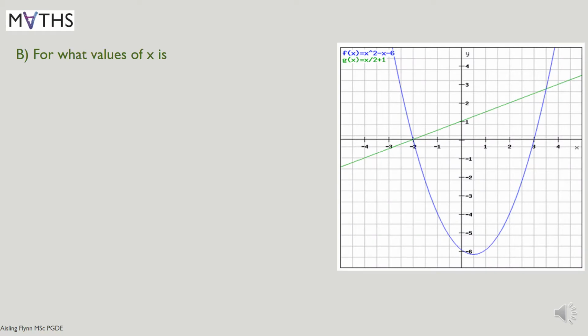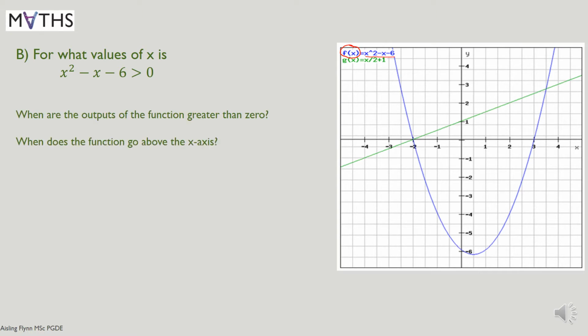So part B of this question asks for what values of x is x squared minus x minus 6 greater than 0? So it looks a little bit different, but what you've got to recognize is that x squared minus x minus 6 is the function f of x. So this time it's asking when is the function greater than 0? So when are the outputs of the function greater than 0? When does the function go above the x-axis? So we're looking for parts of the blue function that are above the x-axis.